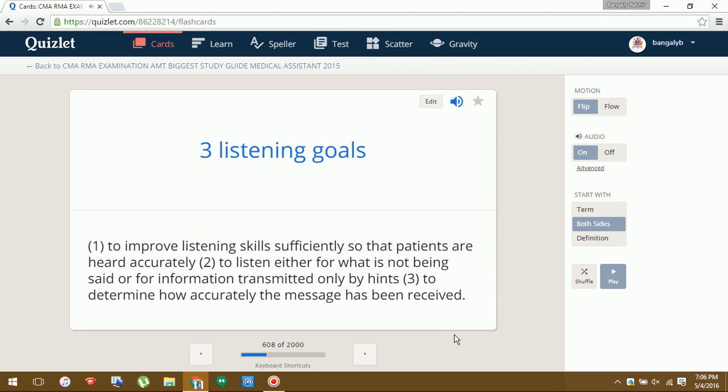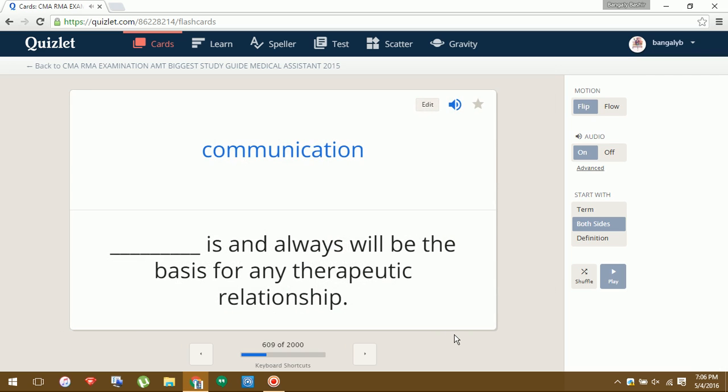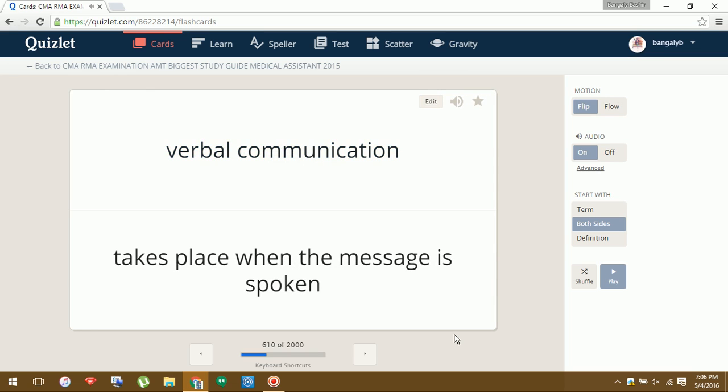3 listening goals. To improve listening skills sufficiently so that patients are heard accurately, to listen either for what is not being said or for information transmitted only by ends, to determine how accurately the message has been received. Communication. Blank is and always will be the basis for any therapeutic relationship. Verbal communication takes place when the message is spoken.